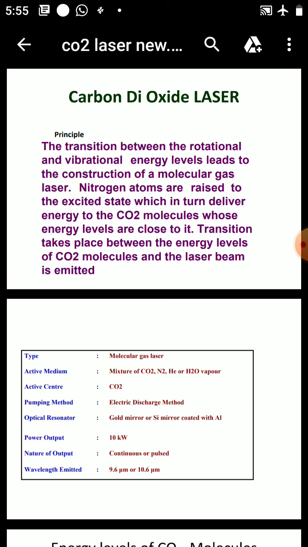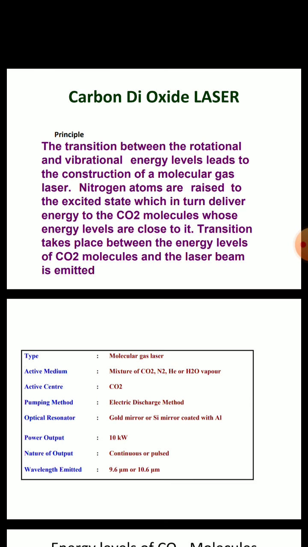The transition between the rotational and the vibrational energy levels of a CO2 molecule leads to the construction of a molecular gas laser. Here, the nitrogen atoms are raised to the excited state, which in turn deliver energy to the CO2 molecules, whose energy levels are close to it. That is the reason it is selectively populating the CO2 molecules by nitrogen molecules. The transition takes place between the energy levels of CO2 molecules and the laser beam is emitted.